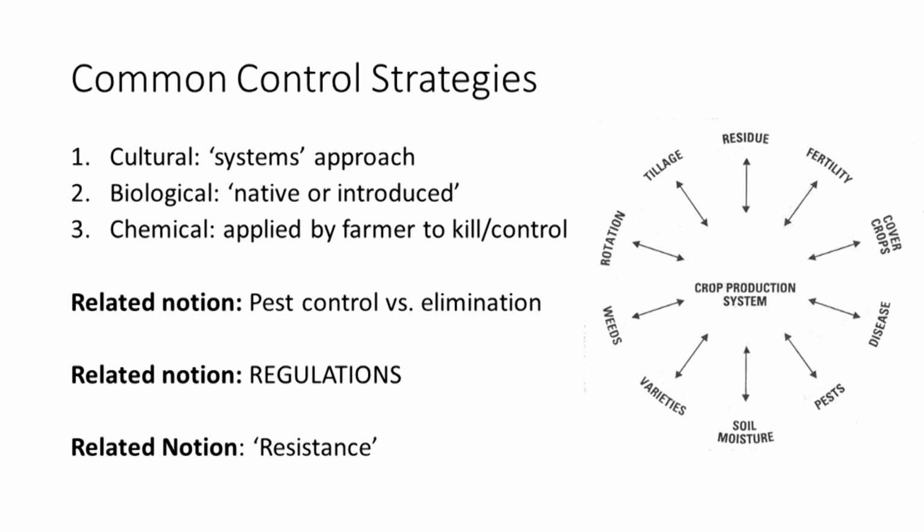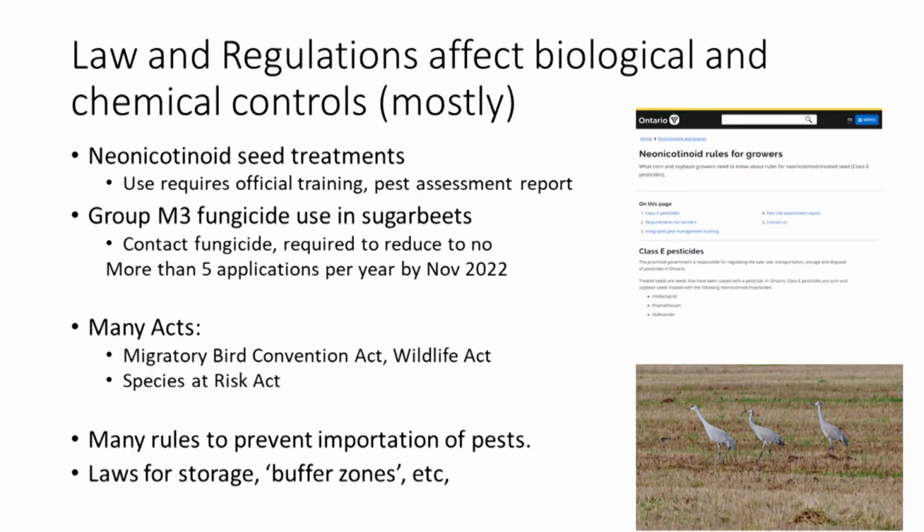Another notion in terms of control strategies are regulations, which are going to limit the options available to growers. So two quick examples of regulations specific to use of pesticides. These are primarily chemical pesticides, but I'll mention some others. For chemical pesticides, neonicotinoid seed treatments are commonly used in a lot of different crops, horticultural crops, but there's also seed treatments for corn and soybeans. And using these pesticides now is a little bit more complicated because of the regulations.